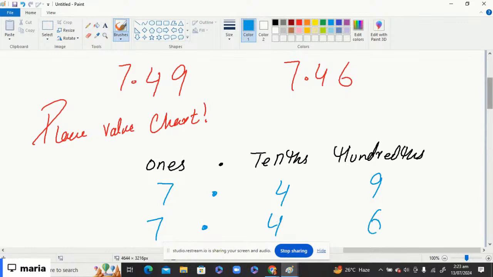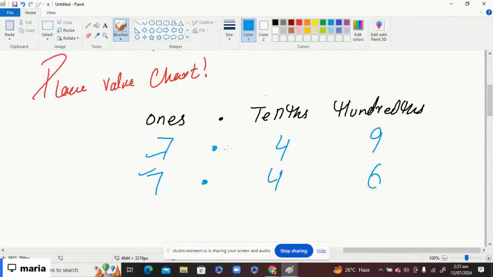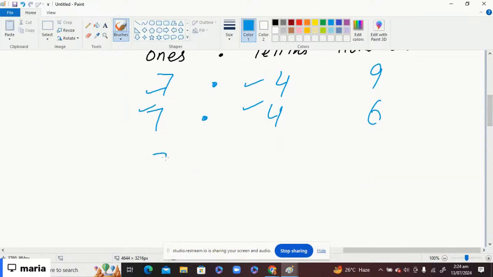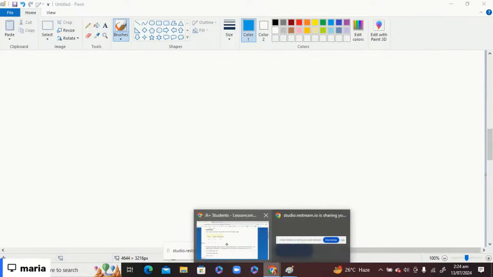Check it out, the first two digits are the same. Now the decimal points are the same, and the tenth place digits are also the same. Now when we see the last hundredth place digit, the first one is 9, the other one is 6. So which one is greater? 9 is greater, so we can say that 7.49 is greater as compared to 7.46. Understand? So this is the way to solve these kinds of questions.